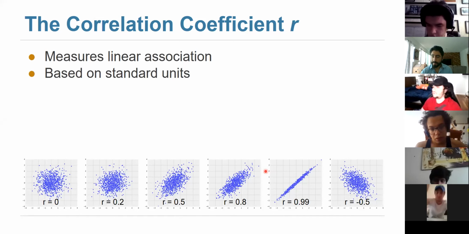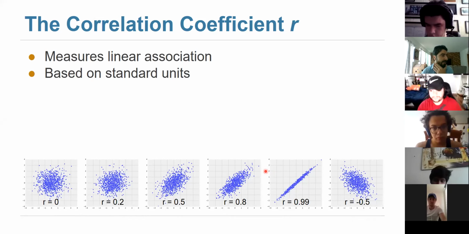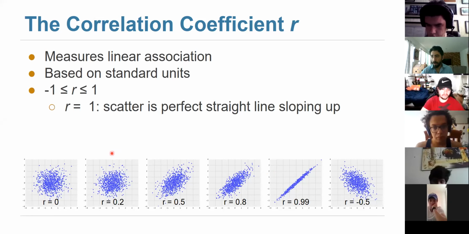It's based on standard units, so it's unitless. When we were talking about standard units, we mentioned that it's unitless, so R is also unitless. It doesn't have any unit. It always falls between -1 and 1. R equal to 1 basically means that the data are perfectly correlated.